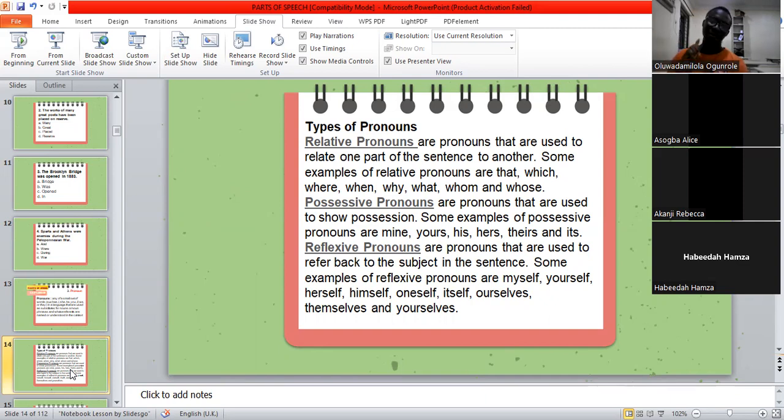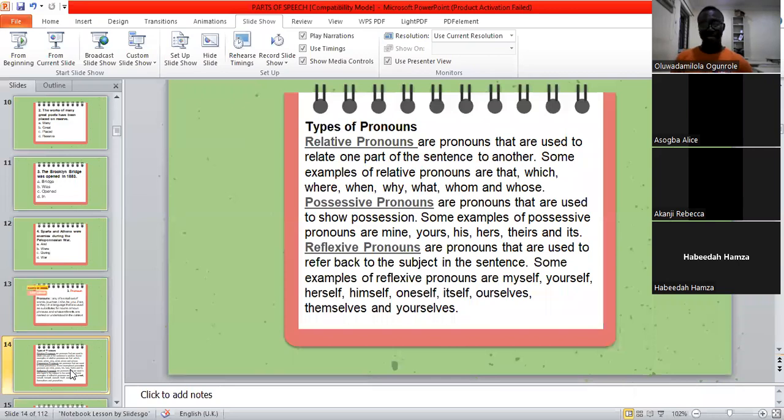Don't forget, a pronoun is used to replace a noun or used as a reference to a noun used in context. The third one quickly we want to look at is the reflexive pronoun. The reflexive pronouns are words that are used to refer to the subject.